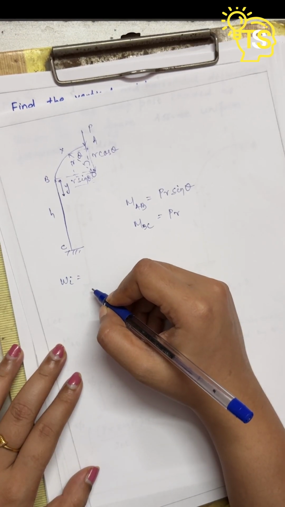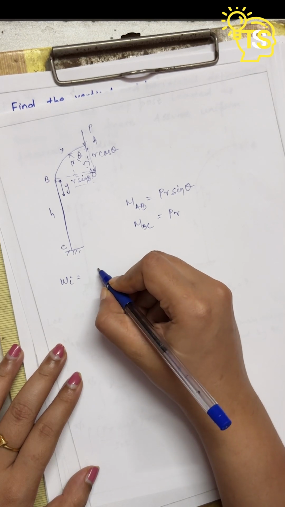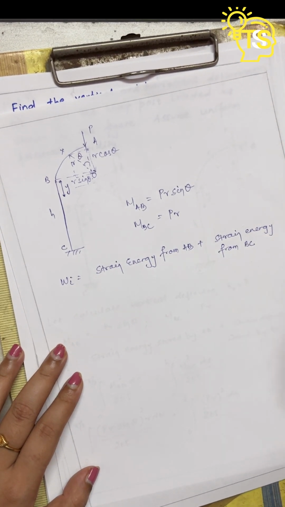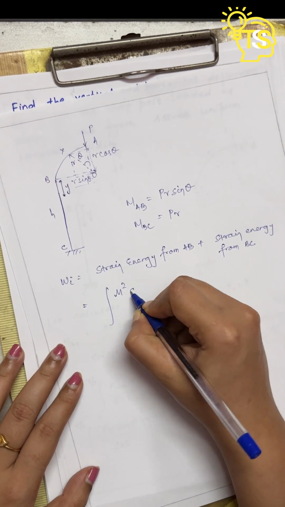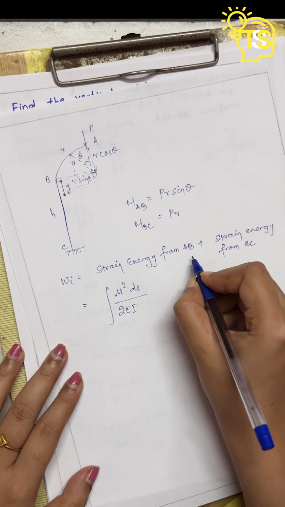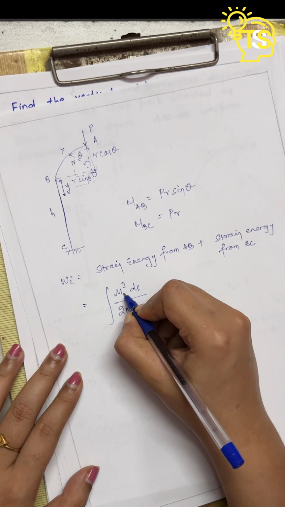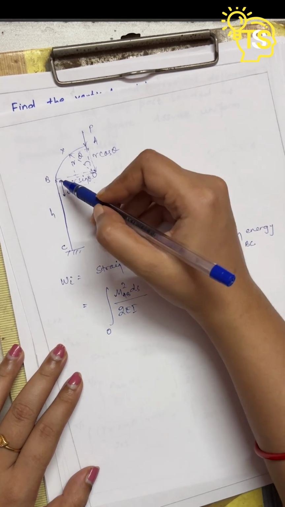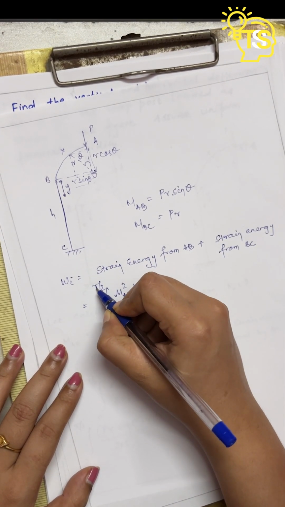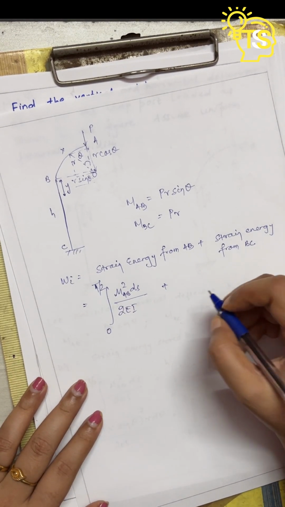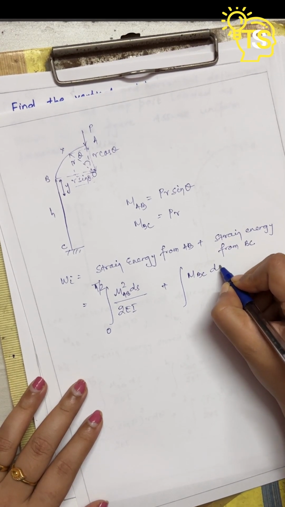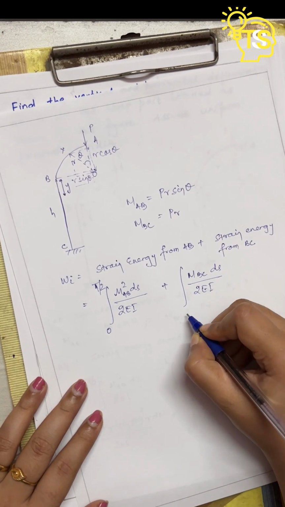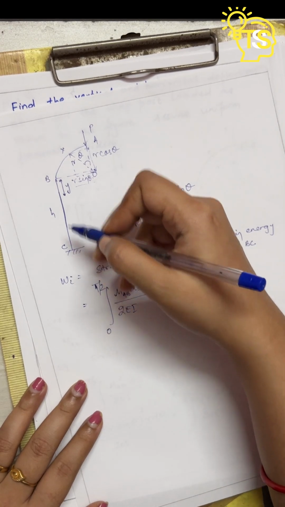Here the strain energy will be the summation of strain energy from AB plus strain energy from BC. So the strain energy from AB will be, the formula of strain energy is M square ds upon 2EI. Here from AB the moment we will take is moment AB, and here the limit will be from 0 to pi by 2, plus the strain energy at BC will be moment BC square ds upon 2EI. Here the limit will be from 0 to h.